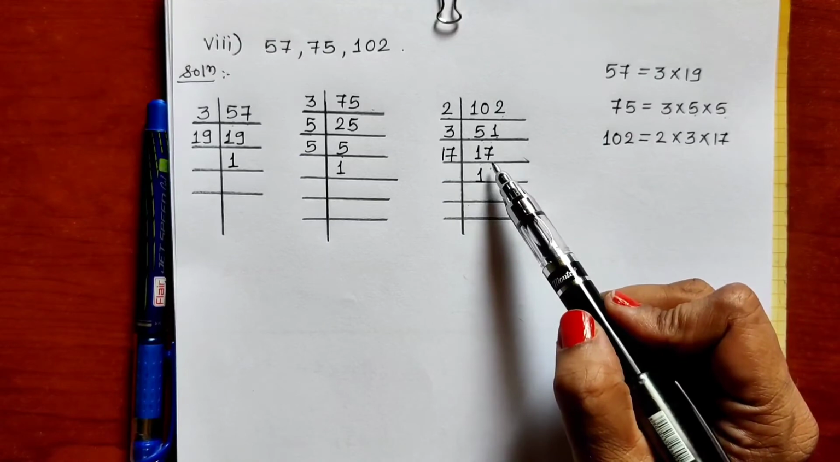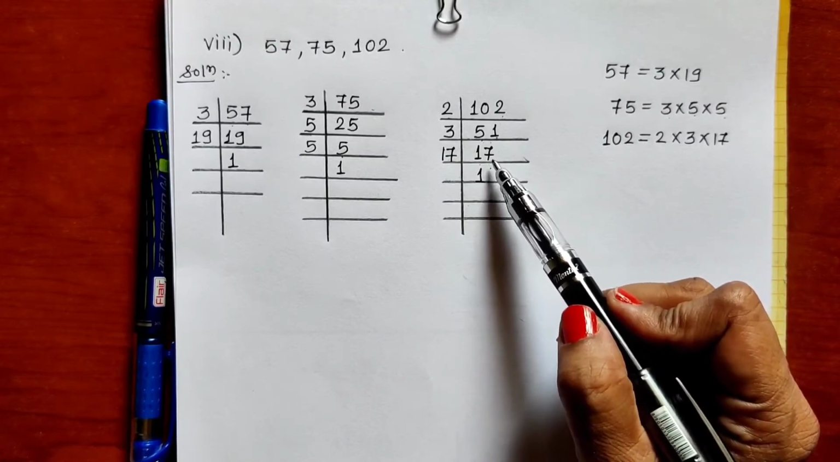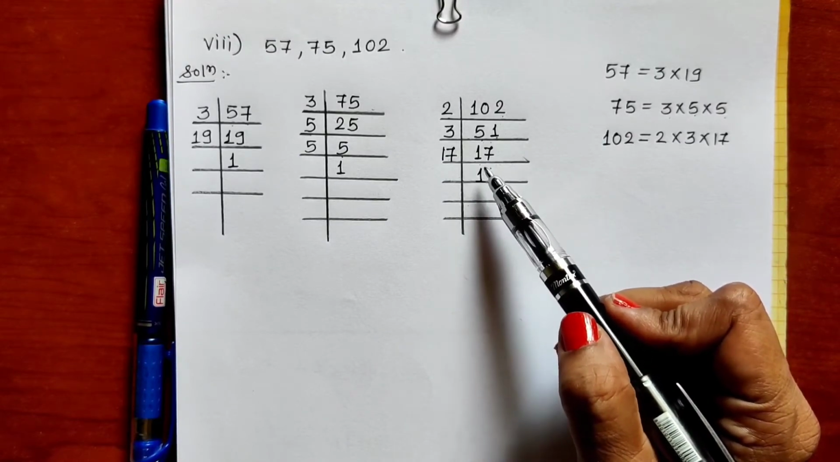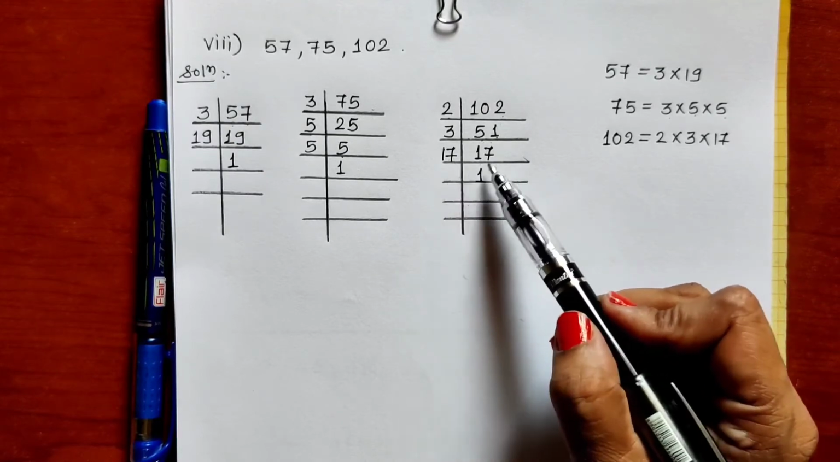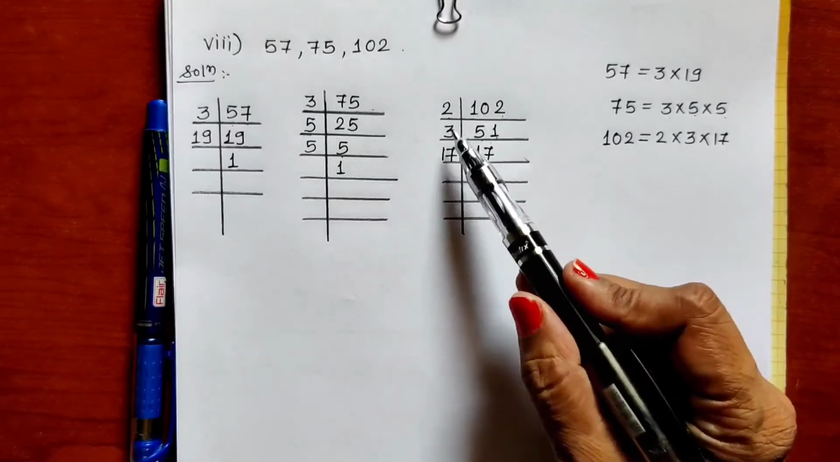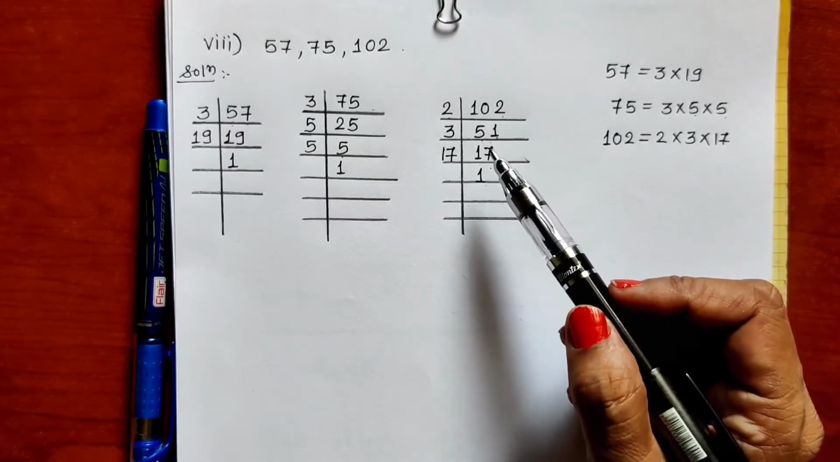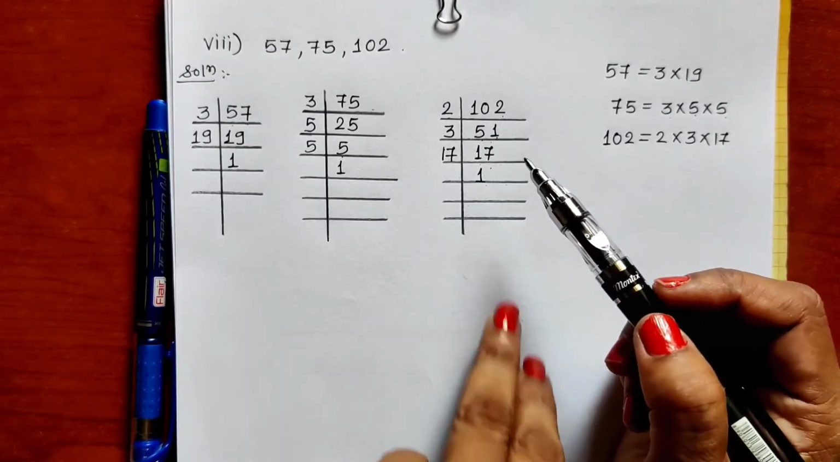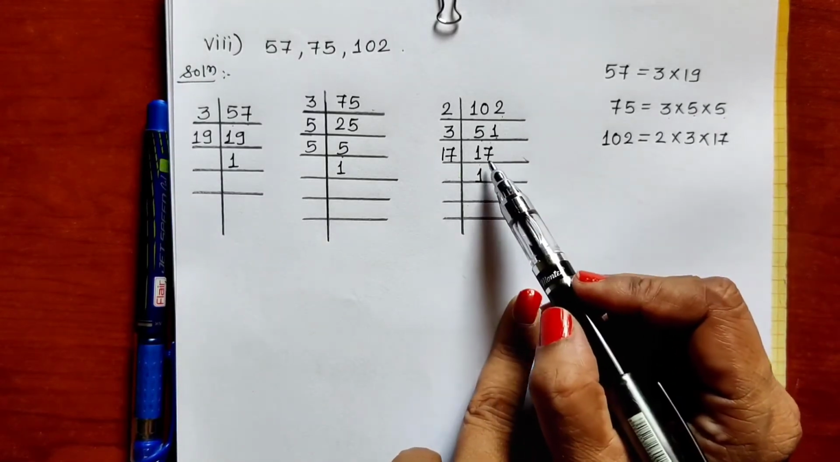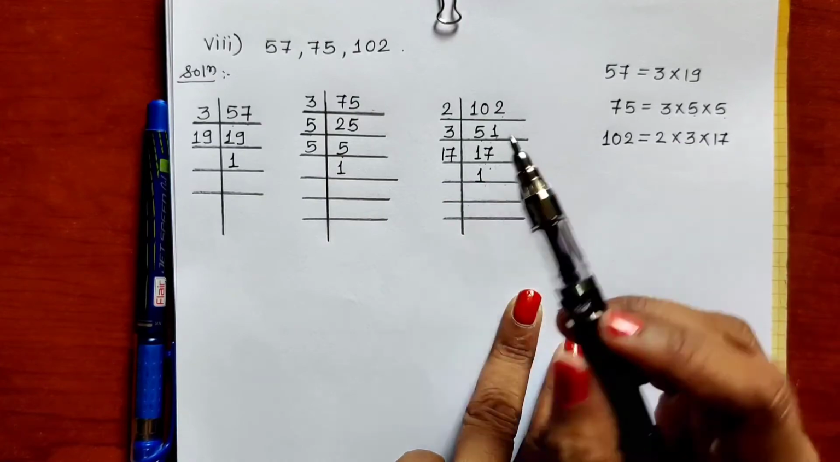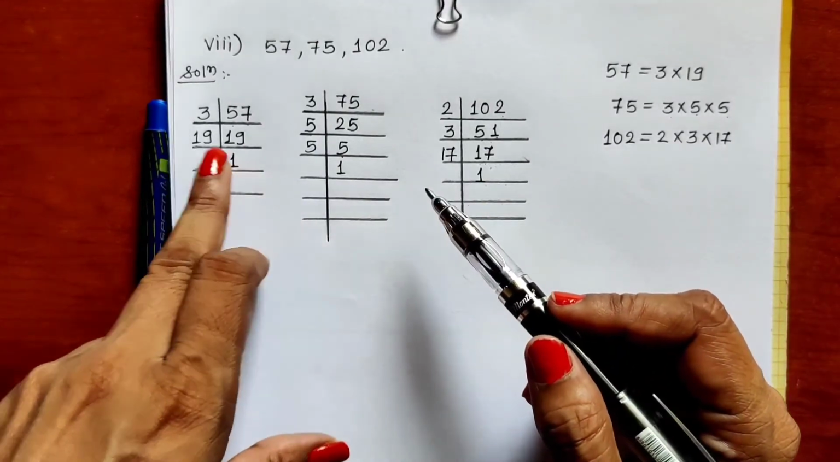So when you get the prime numbers in any step, you can stop at that particular step. You should write it as that number into 1 and you can stop finding out prime factors. If you know which one is the prime number, then only you can do these things. So 17 is prime number, that's why we have to stop here. It will be 17 ones are 17. 19 is prime number, we have to stop here.